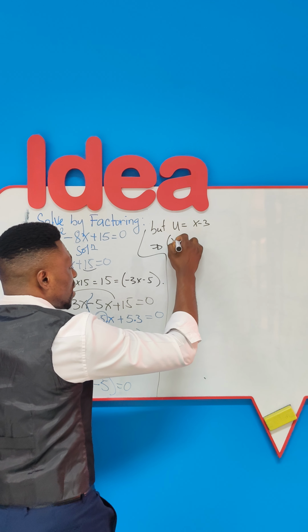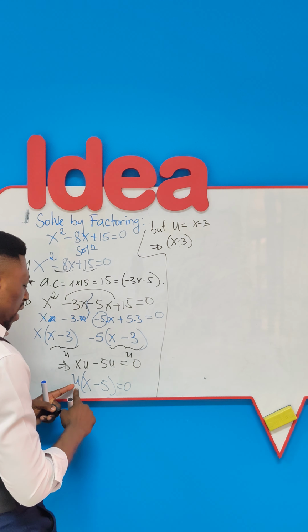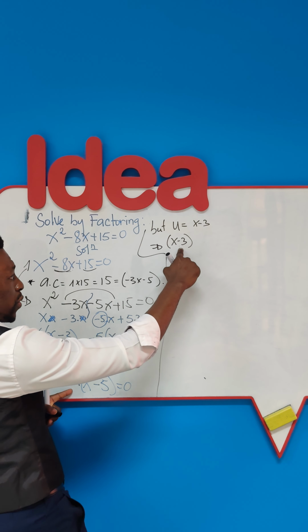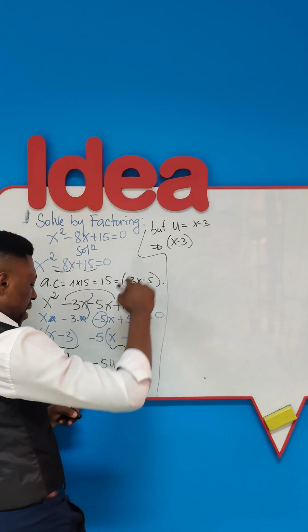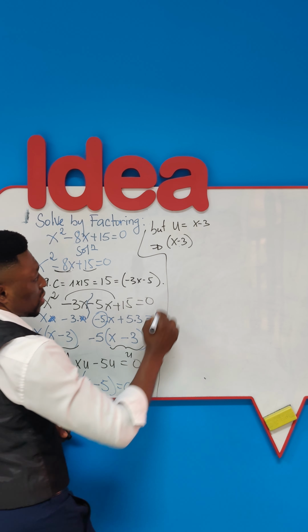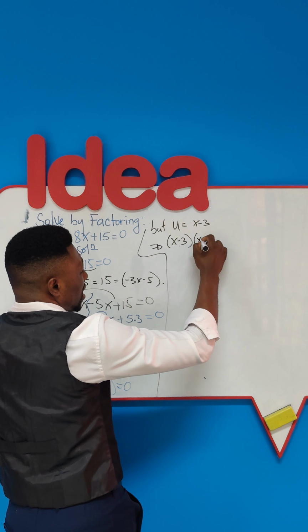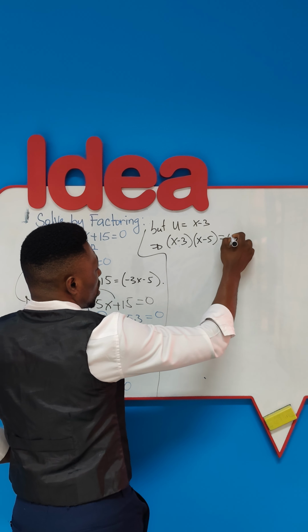This implies x minus 3. Instead of u, I won't write u anymore. I will just write the value of u, which is x minus 3. And then now, there's a bracket here, x minus 5. There's a bracket here, x minus 5. All of this should be equal to 0.